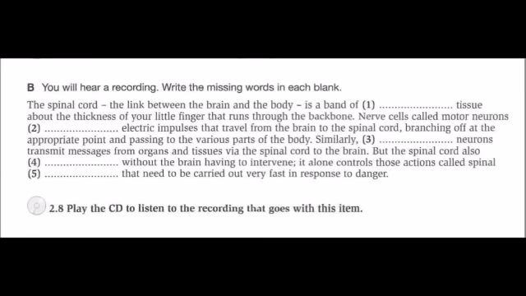Recording B. The spinal cord, the link between the brain and the body, is a band of nervous tissue about the thickness of your little finger that runs through the backbone. Nerve cells, called motor neurons, convey electric impulses that travel from the brain to the spinal cord, branching off at the appropriate point and passing to the various parts of the body.